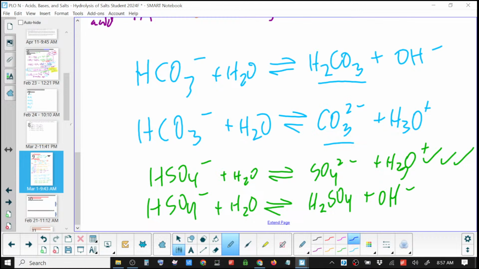Now, look up H2SO4 in your table. Where is it? It's a strong acid. But Andrew's asked the question 3 times, so I want him to look at it. Everybody else look at it too. I'll give you a question in just a moment though. It's a strong acid.